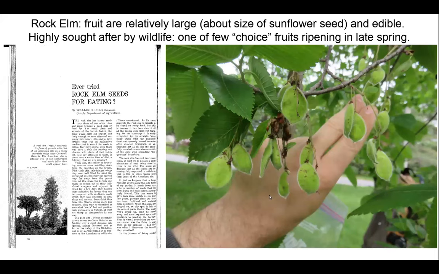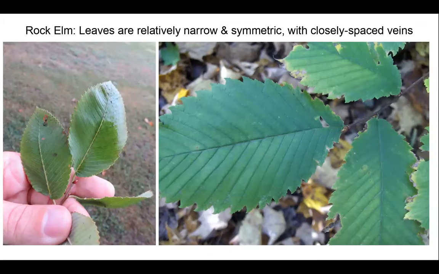The fruit ripen around May 24th to June 1st or thereabouts. So around the same time as silver maple, but they seem much better tasting than silver maple. Here's just a couple more photos of the leaves. Look how closely spaced those veins are. You can see the yellow tips on the buds.